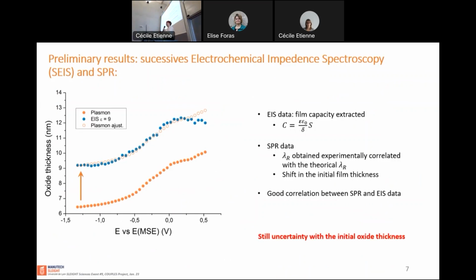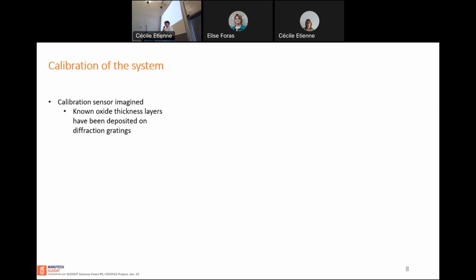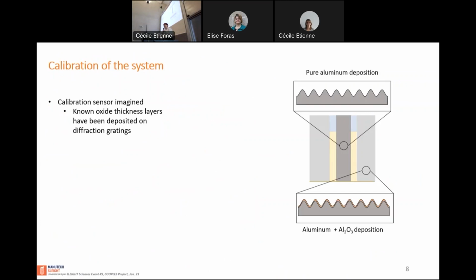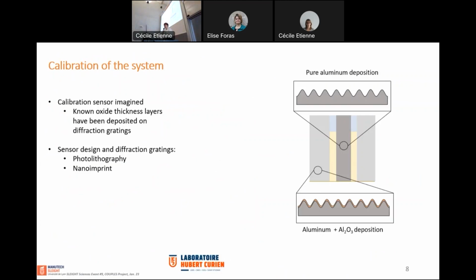So in order to try to overcome this problem, we have imagined a calibration system with a sensor with a known alumina thickness that has been deposited on the sensors. So some alumina layers of known thickness have been deposited on diffraction gratings. So here is the concept of the sensor, where one sensor means one alumina deposition. In the center, we do have a diffraction grating with pure aluminum deposition. And on each side, we have aluminum and alumina deposition.